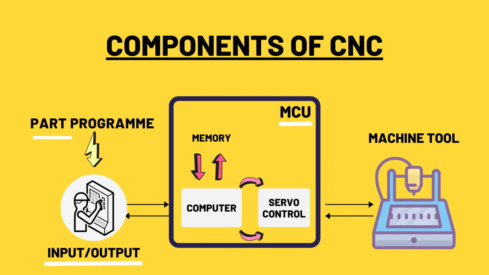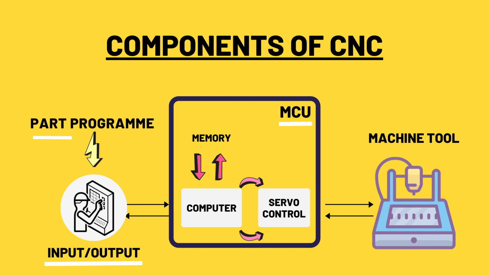The next component is the MCU or the machine control unit. As we have discussed earlier, it generates, stores, and processes CNC programs. It also contains machine motion controller in the form of executive software.